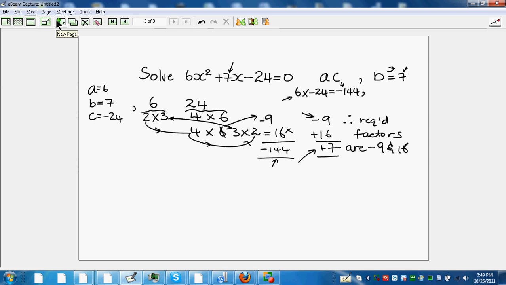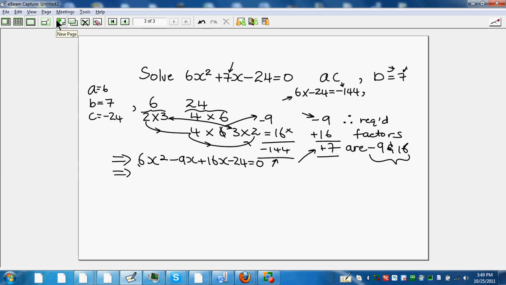So therefore, we could write that this above here, instead of 6x squared plus 7x minus 24 equal to 0, we could write 6x squared, instead of plus 7x, we'll write minus 9x plus 16x, which we got from our required factors here. We broke it up, and then we have minus 24 equal to 0. So from there now, we're going to factorize this by grouping.